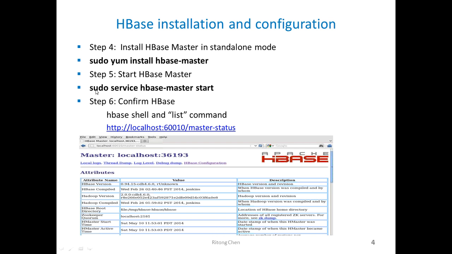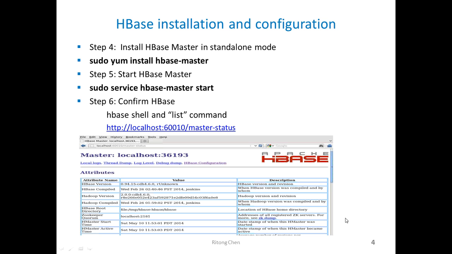After that, you can use the sudo command again to start up the master. Of course, you can stop it by changing start to stop. It is a very straightforward step. After finishing this step, you can confirm the HBase installation by typing hbase shell and the list command, which will give you all the tables. Or you can use the web portal, through port 60010 master status. From here, you can see the HBase version and the tables stored in HBase.